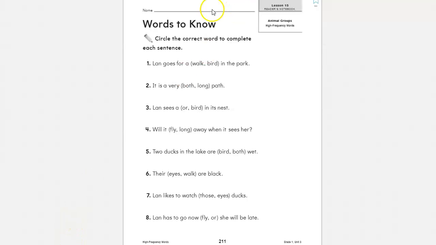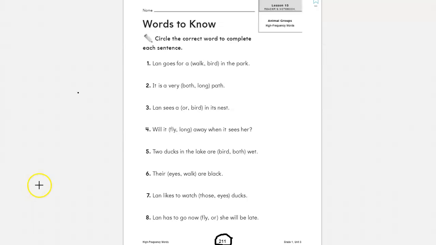So you guys have been getting really good at these. So what we're going to do, we're going to read the sentence together. There are 2 words in the parenthesis, and you are going to circle the word that best completes the sentence. Are you ready? We are on page 211 if you're not already there. So if you need to pause the video to get out your notebook or flip to that page, you can go ahead and pause it.